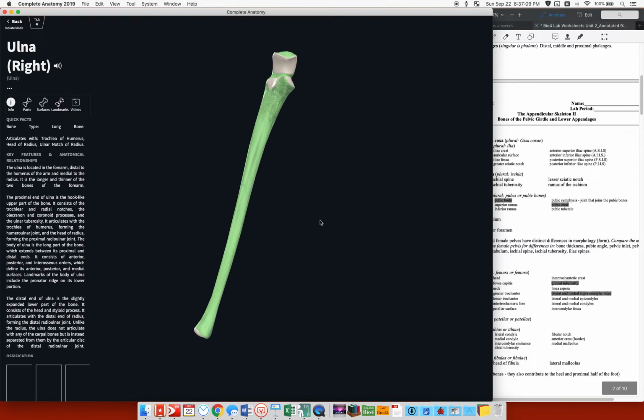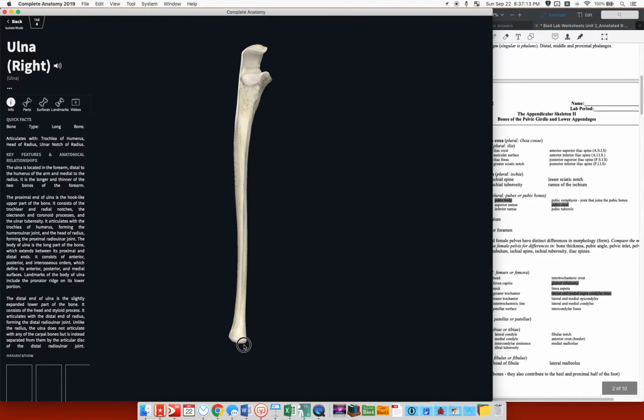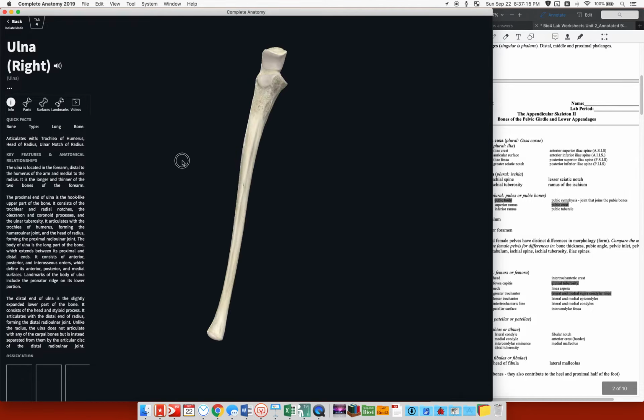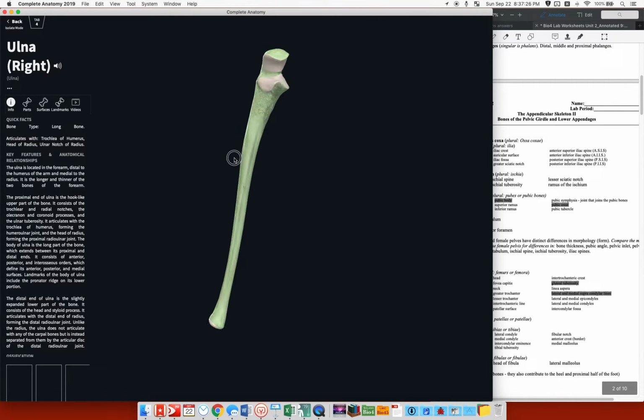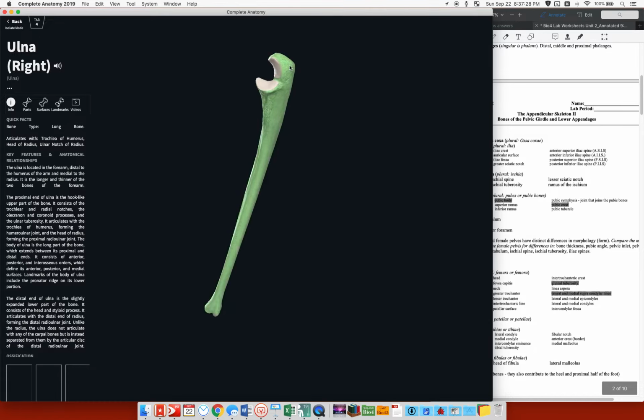Now let's take a look at the ulna. First thing we have to do is determine whether this is the right ulna or the left ulna. In order to differentiate between the two, you first have to determine whether you are looking at the bone from the front or from the back. When you feel the back of your elbow, this is what you're feeling. This is the olecranon process. This trochlear notch is facing forward, so this is the front view.